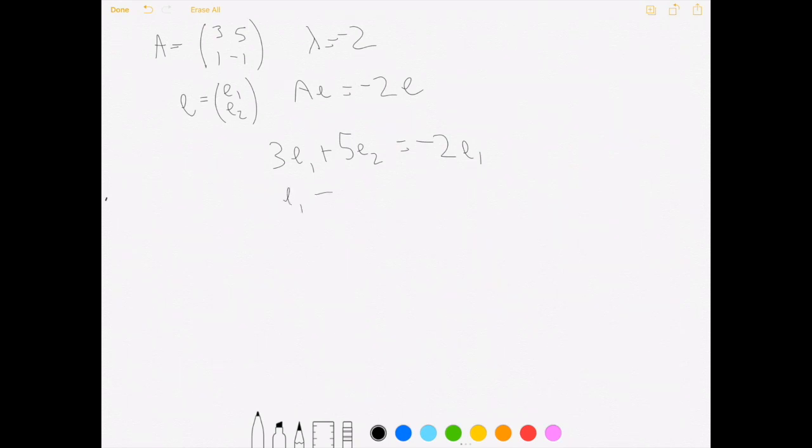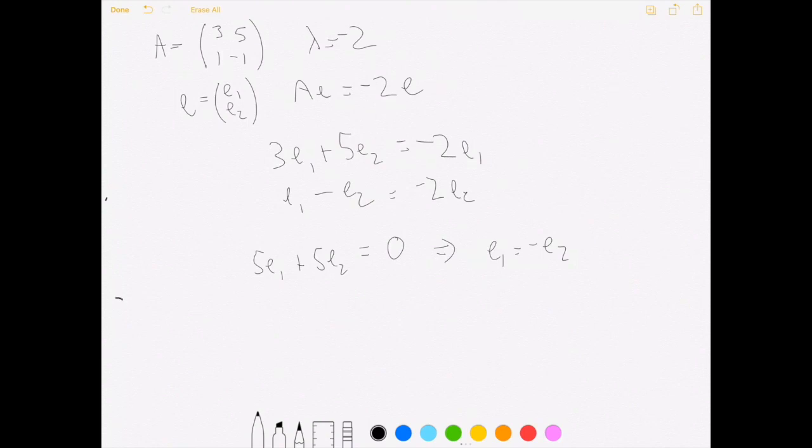E1 minus E2 equals minus 2E2. Right? So let's rearrange that first equation. We get 5E1 plus 5E2 equals 0. So that means E1 equals minus E2.